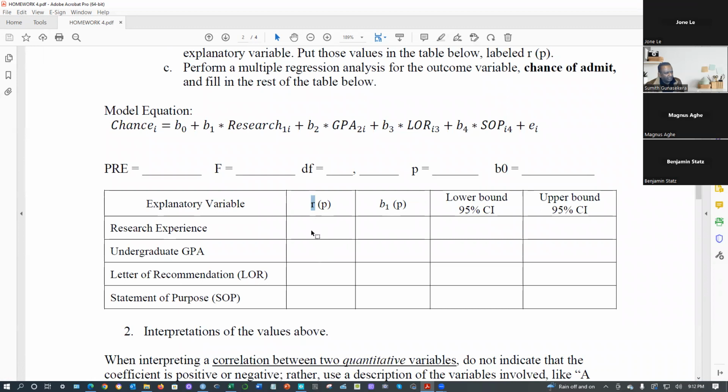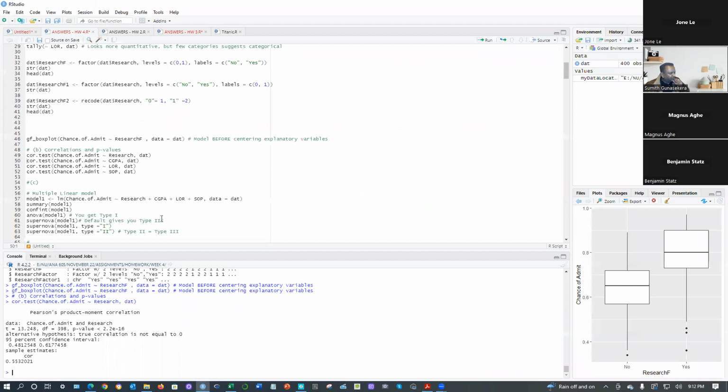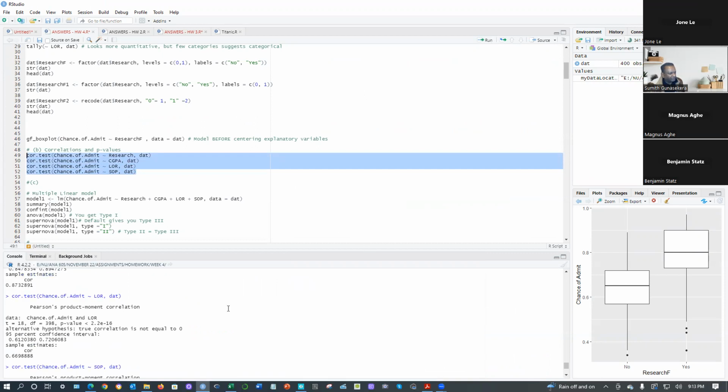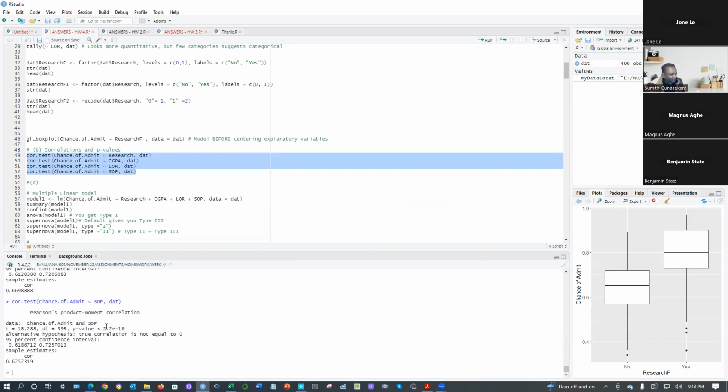So those are to get this column, undergraduate versus chance of admit, letter of recommendation was that one. All this together, you can get all the p-values, and the p-value is almost 0. You know the t-value, the degrees of freedom, the confidence interval, this all prints out. You can easily read and explain to someone else. Okay, I did that one last time.